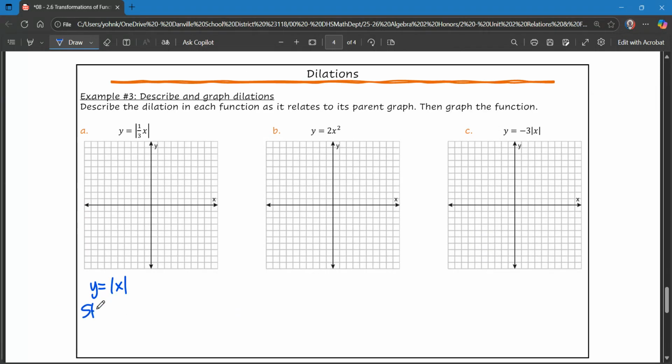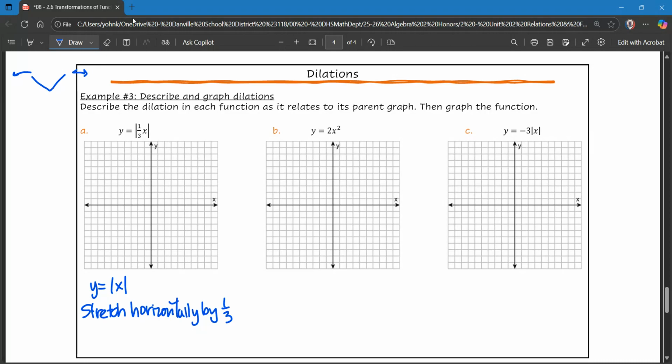So stretch horizontally by 1/3. That means we're going to take something that normally looks like this and we're going to smush it. And when we smush it, it's going to go out wider and it's going to get flatter.